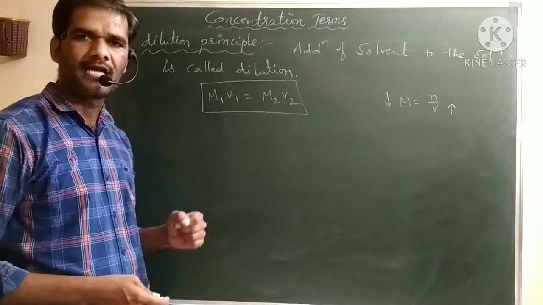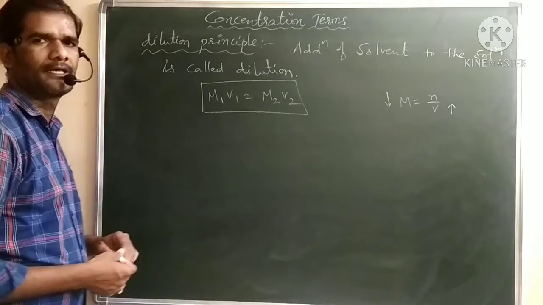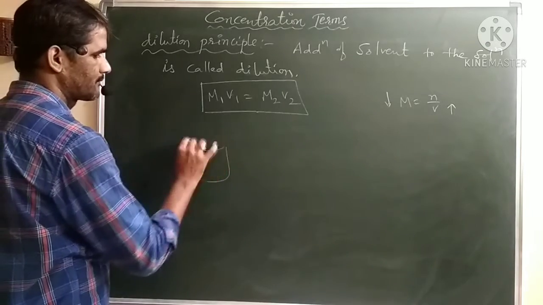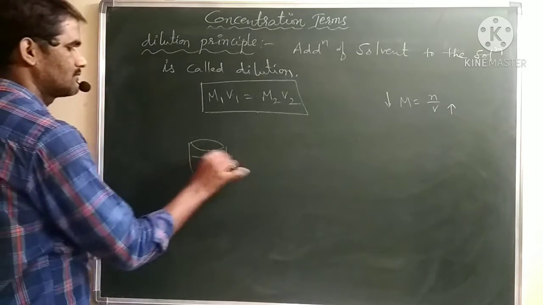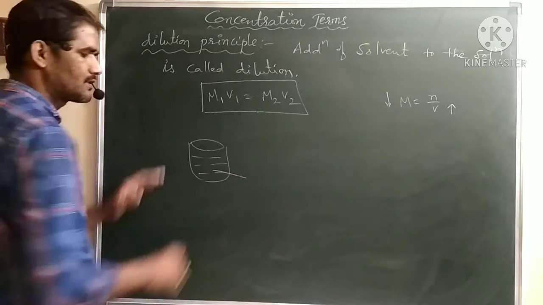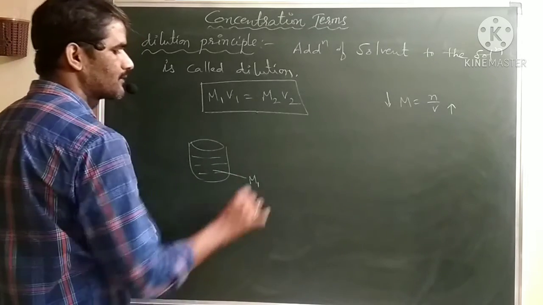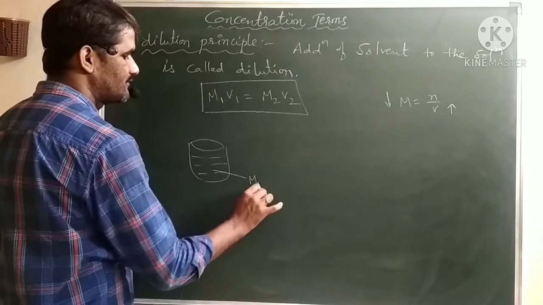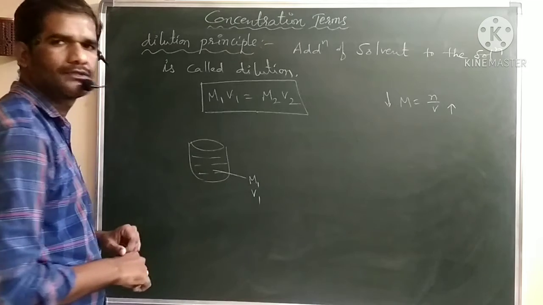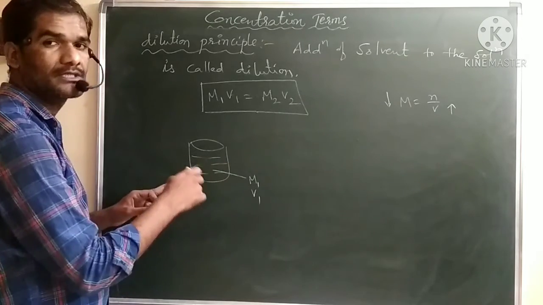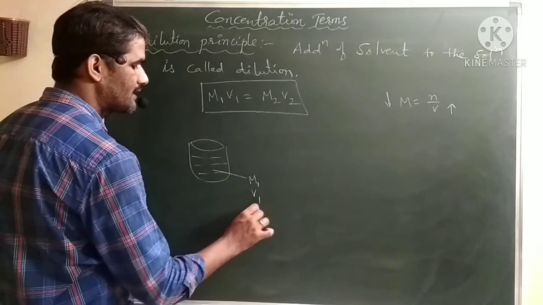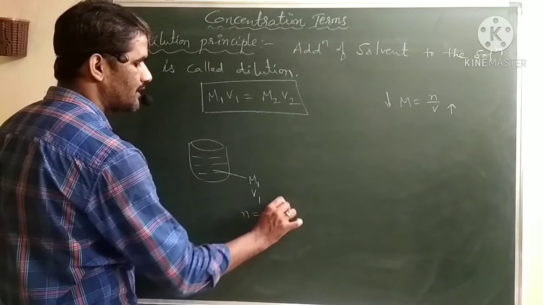And we can derive this by taking a simple example. Let us take a beaker. Initially we have some solution in it. Let us assume the concentration of this solution is M1 and the volume of the solution is V1. Now what is the number of moles of solute present in this solution? We know the formula: n is equal to M1 into V1.